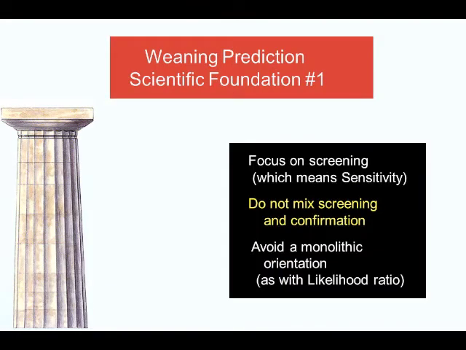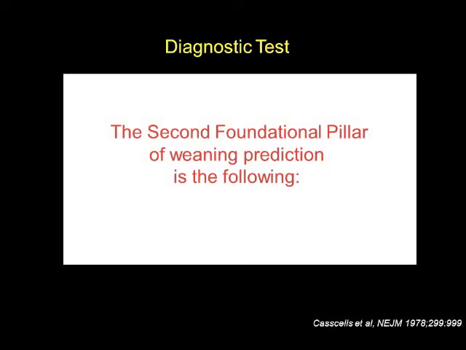So the first scientific foundation on weaning prediction is to focus on screening, and that means sensitivity. And do not mix screening and confirmation. And also it's important to avoid a monolithic orientation as with likelihood ratio. The second foundational element is shown in the following example.